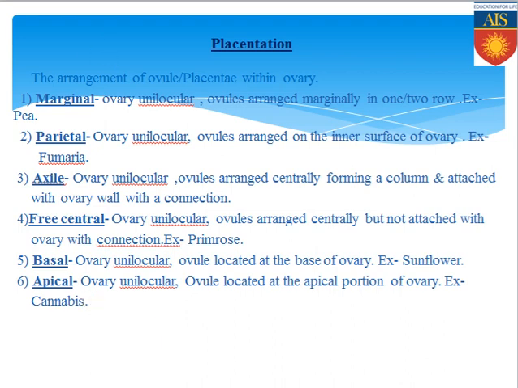Coming to the next point, that is the placentation. Placentation is actually the arrangement of the ovule or the placenta within the ovary. So for that reason that is commonly known as placentation. Keep it in your mind.